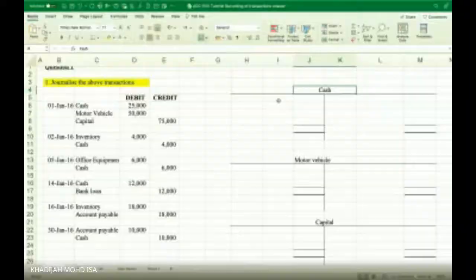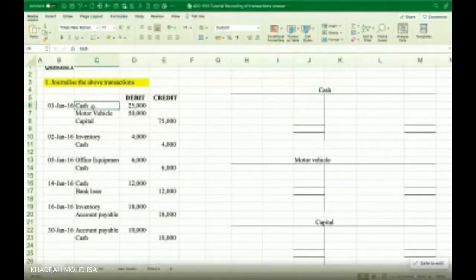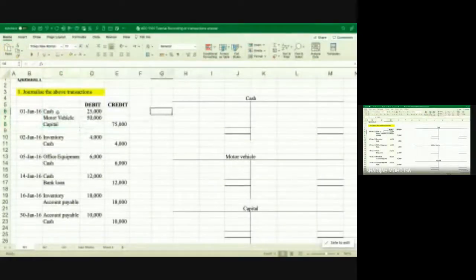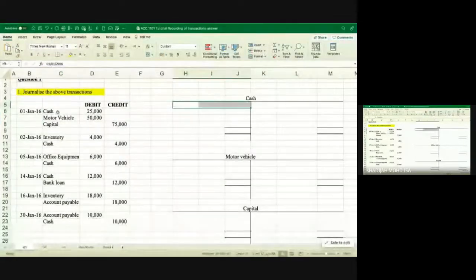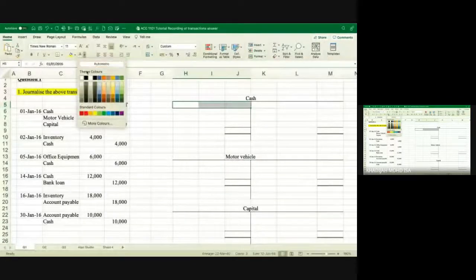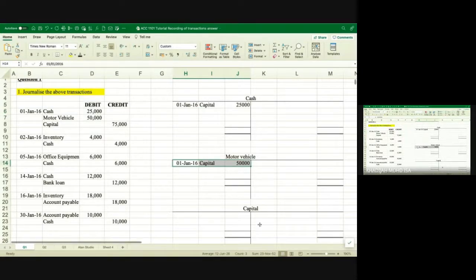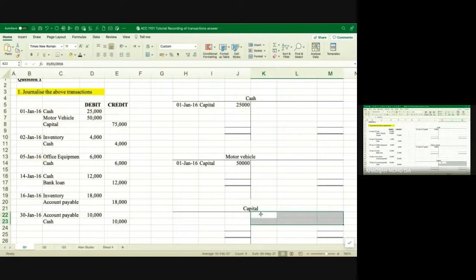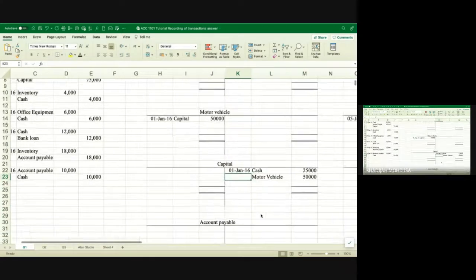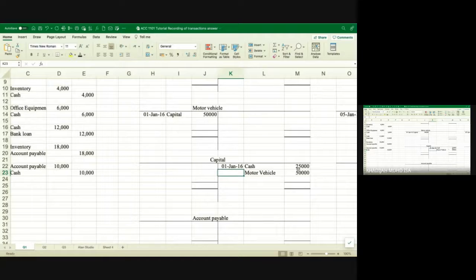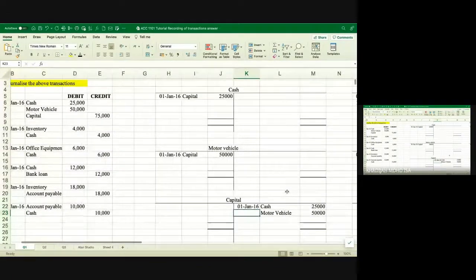Where is my Excel? Okay, here. So you have your account. So whenever you have cash, then you means that these are the 3 accounts that you have to open up. All right, so now you have the first entry, your cash that you put in as 25,000. The other one is your motor vehicle, 50,000, and then you have a share capital in this case. You break up that share capital into your cash of 25,000 and motor vehicle of 50,000. So far, so good?